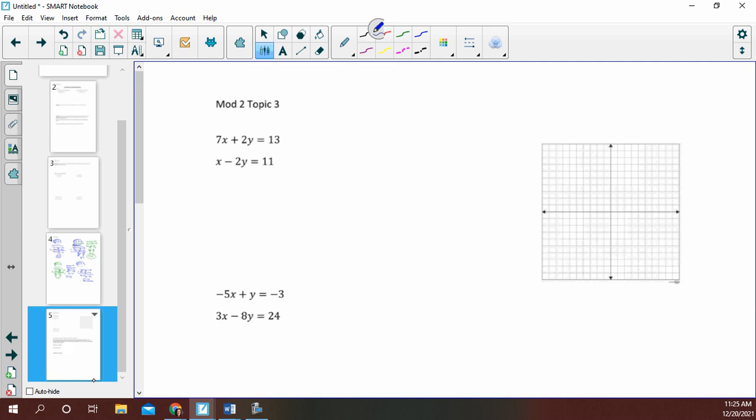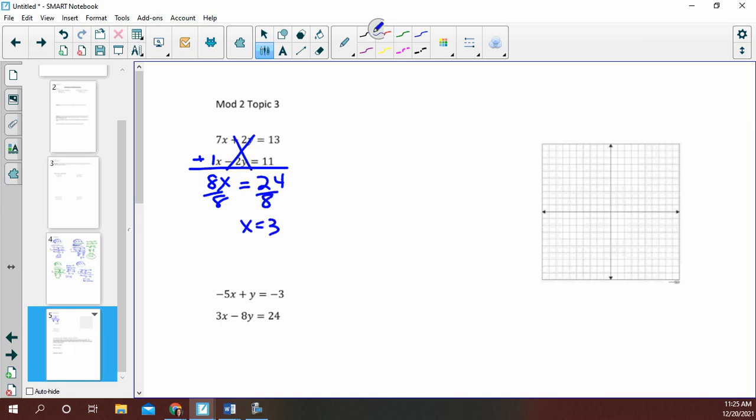Okay, this one, I already see my y's are opposite sides and the same number, so I'm just going to add going down. There's my visual one if I need it. So 8x, positive 2y, negative 2y. Oops, 24. Divide by 8. I get 3.